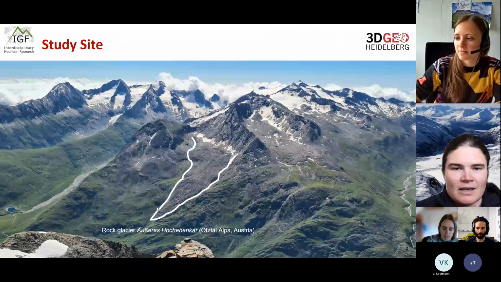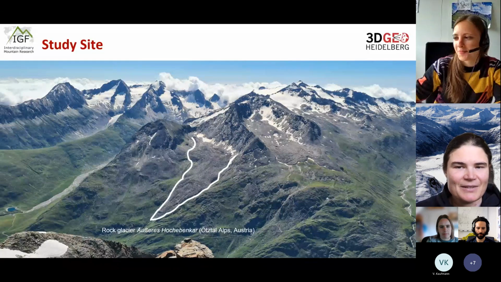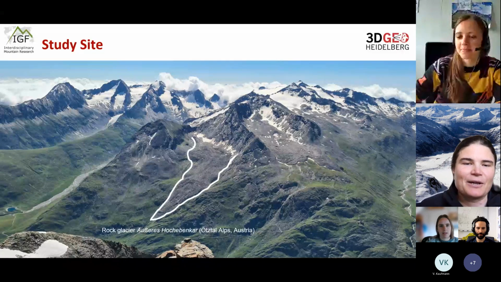Okay, we can move the slide. We have a picture of the rock glacier. Is something moving? Yes, here we go.